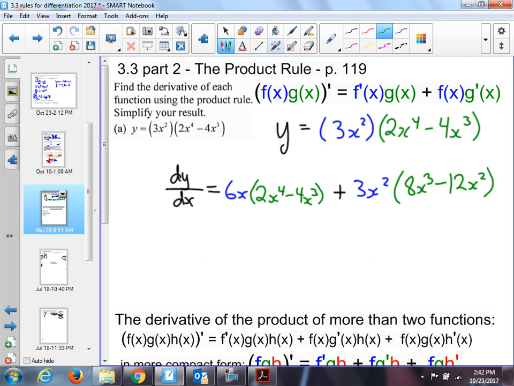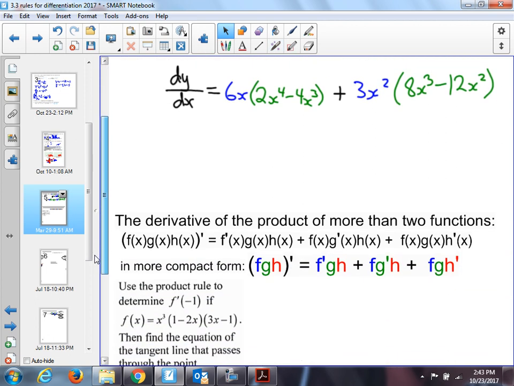Now, I'm not going to worry about simplifying. You just solve it. You could simplify it. But if you were asked to evaluate it, why would you? If you're saying find the derivative at x equals 2, just plug the 2 in right there. You're probably better at arithmetic than simplifying. It's less time.